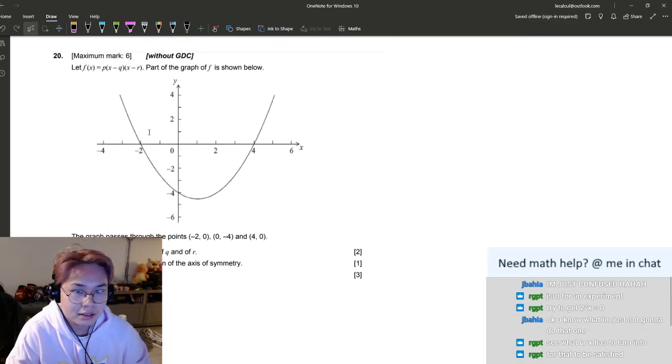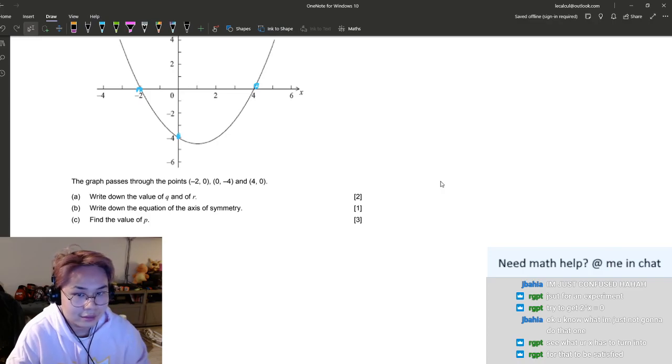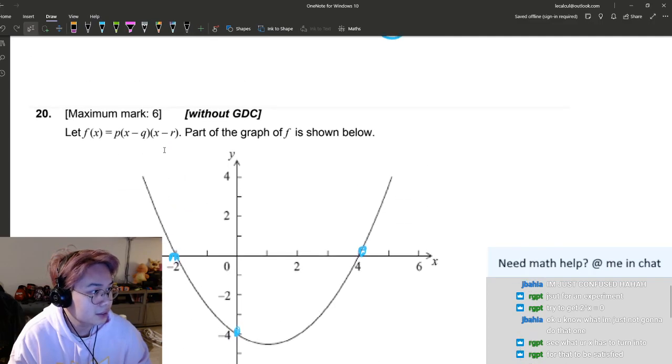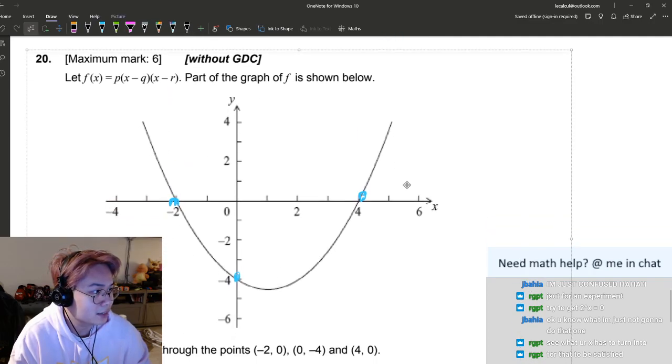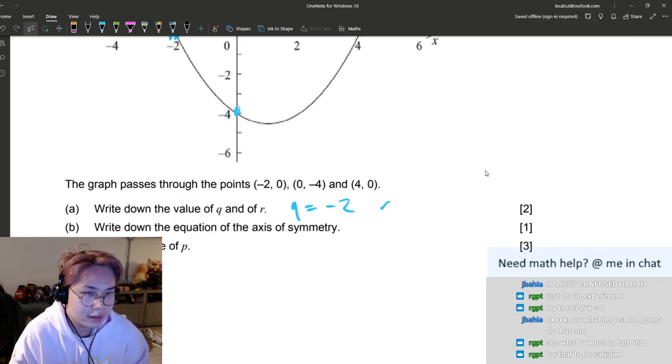Okay, here's another one. Parabola, factored. Let's see. The graph passes through these points. So right here, and right here. So find the value of Q and R, it says. So Q and R are related to my x-intercepts. So Q, let's say, is -2. R is 4.